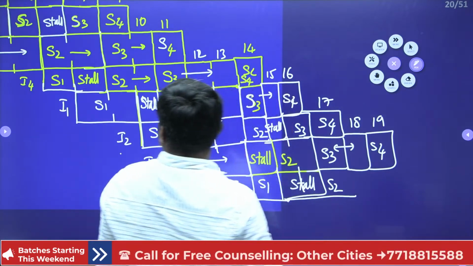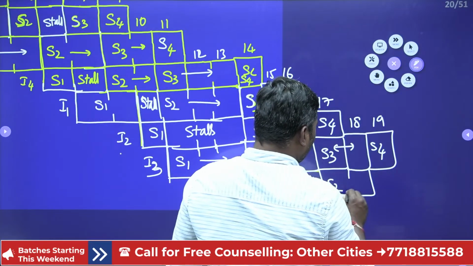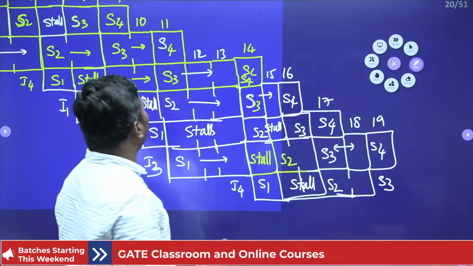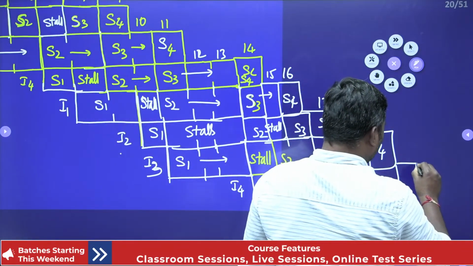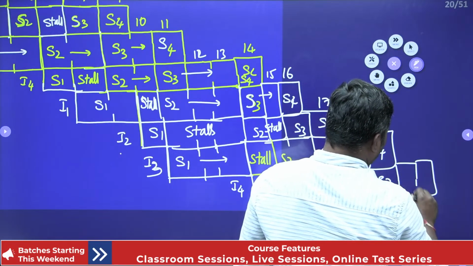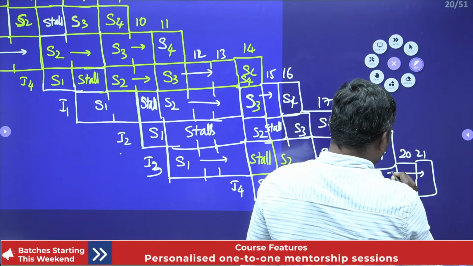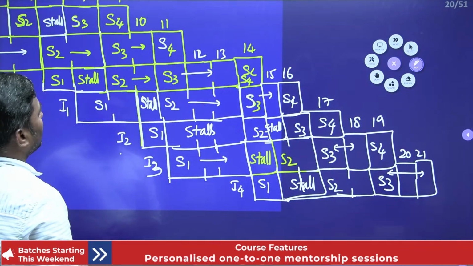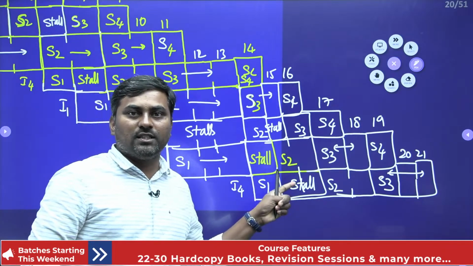Now I can use S2. How many clock cycles does S2 require? 2 clock cycles, this 1 and 2. Now I can use S3. How many clock cycles does S3 take? 3 clock cycles: this is 1, this is 2, this is 3. Clock number 20, clock number 21. Is it correct? Confirm for me please.